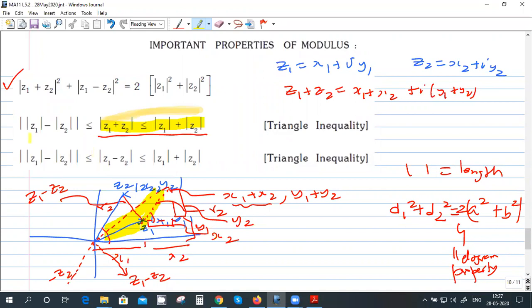Right. We'll come back to this later. And similarly, this one, if you take the other triangle, this length is mod z1, this length is mod z2, and this length is mod of z1 minus z2. So from this triangle, we get this one. Mod z1 and mod z2 represent the lengths of the sides of the triangle. So from this, you get mod of z1 plus z2 is greater than or equal to mod of z1 minus z2.